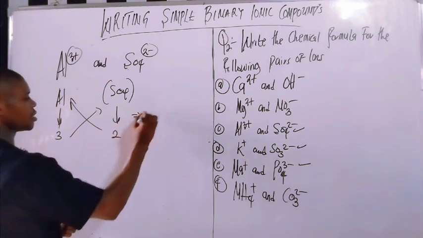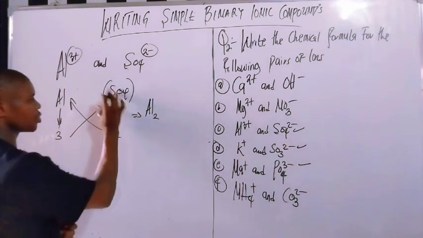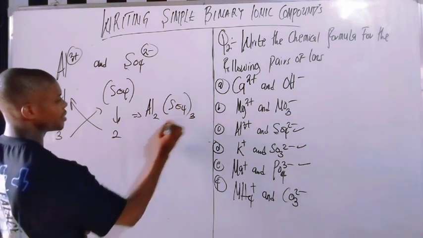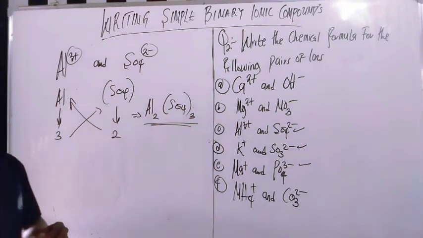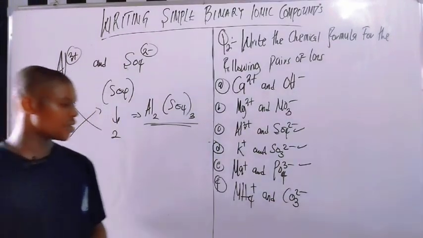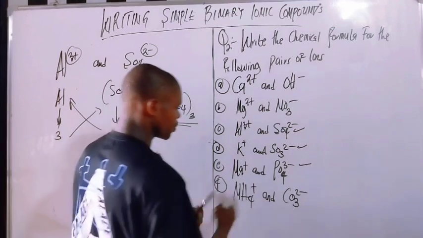So what I'm going to get is Al2. Remember, this one is already in bracket. It could be SO4, then here we have 3. That is it. You can see it's not that difficult. So do the remaining ones for me. Let me see what you can do.